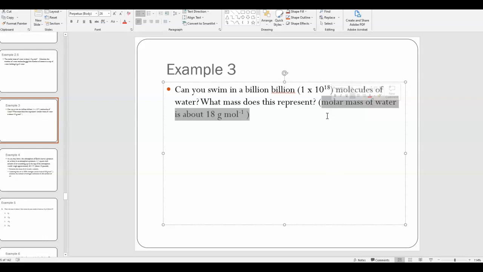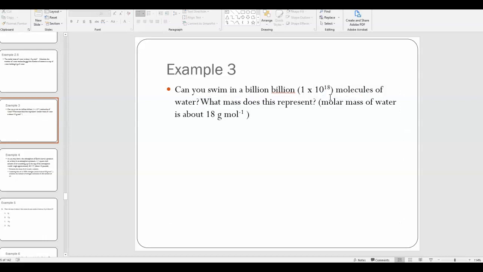By the way, in an IB physics question, you would always be given the molar mass. You can usually find that by looking at a periodic table, but you're not given a periodic table on the IB physics exam, so you would usually be given that directly in the problem. Basically, we're asked if we had 1 times 10 to the 18 water molecules, how much mass is that, and can you swim in that? Okay, so try to do example 3 on your own.